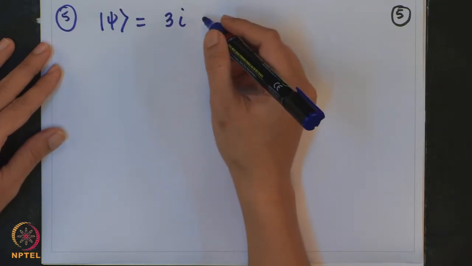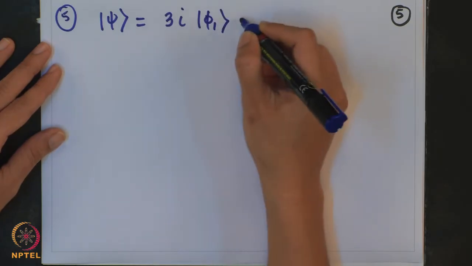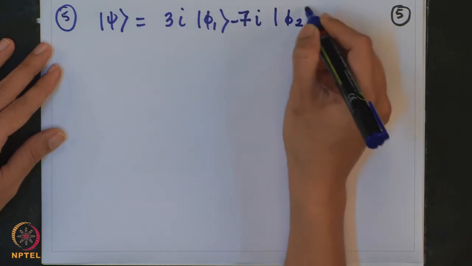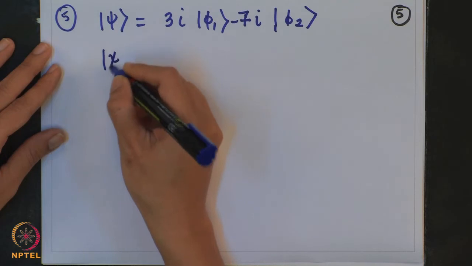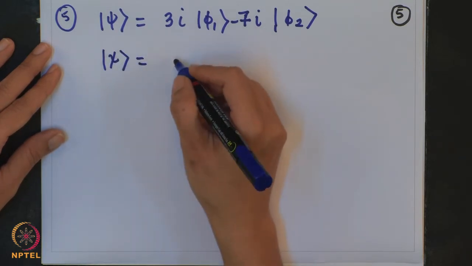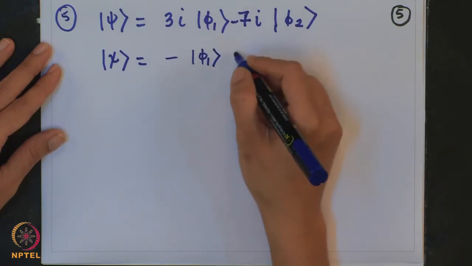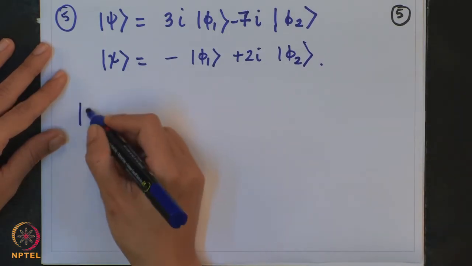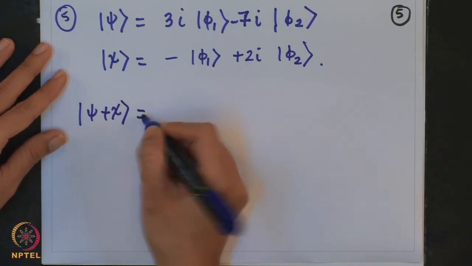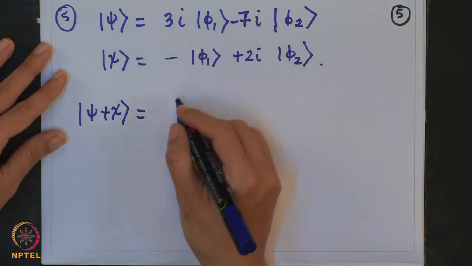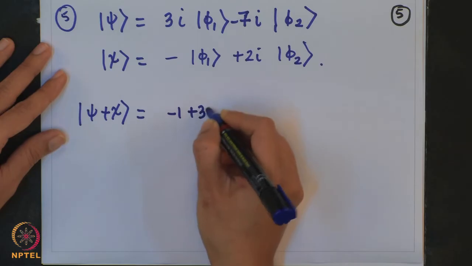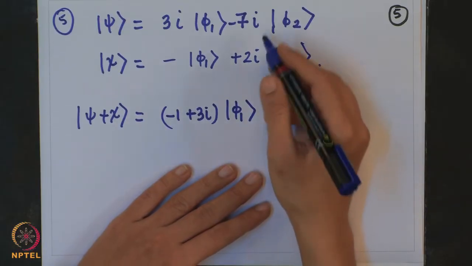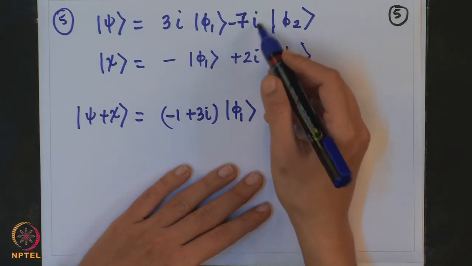So, let me start with the first part. Psi is given to you as 3i phi 1 minus 7i phi 2, correct, and chi is given to you as minus phi 1 plus 2i phi 2. Okay. It is a simple addition exercise. So, this will give me 1 plus 3i phi 1. I am adding the kets, and this is 7i minus 7i, and this is plus 2i.